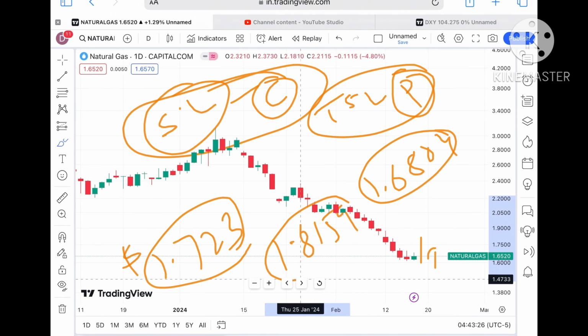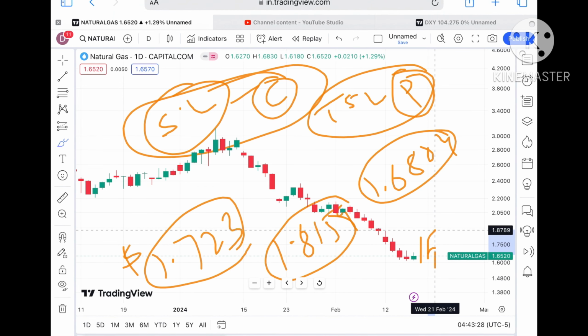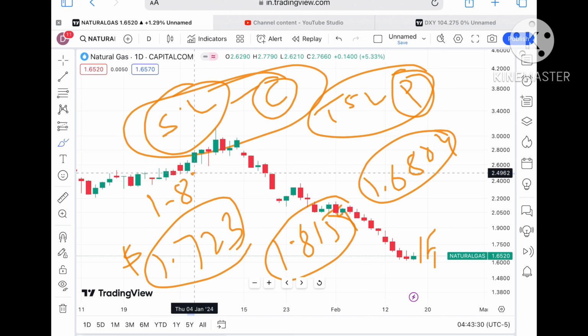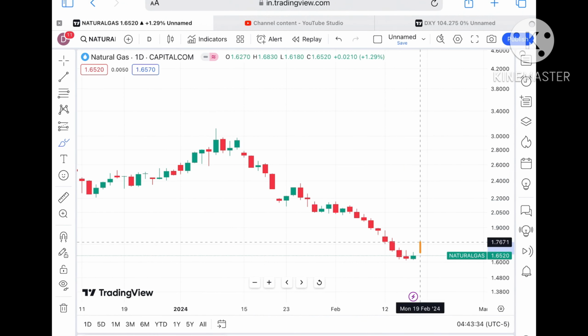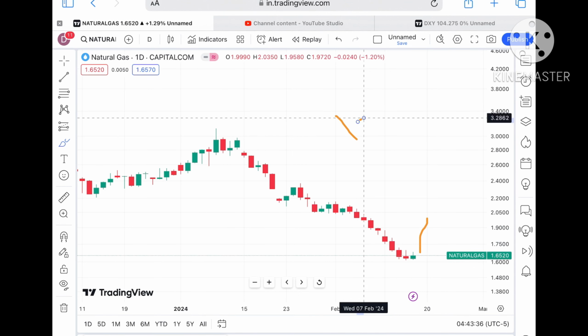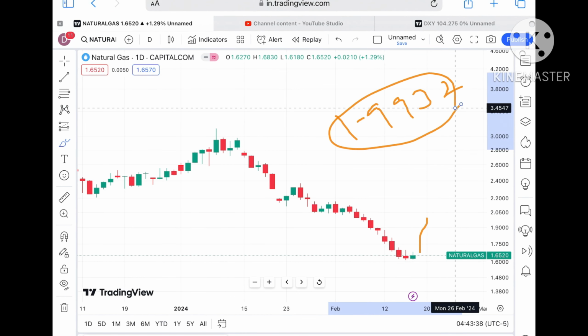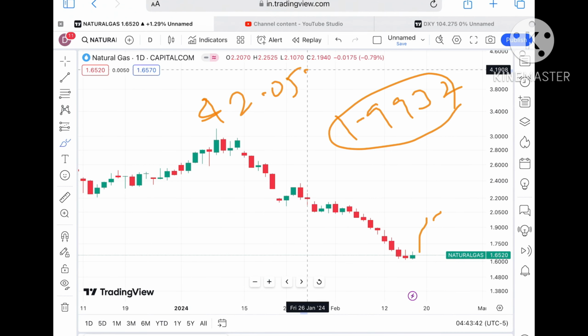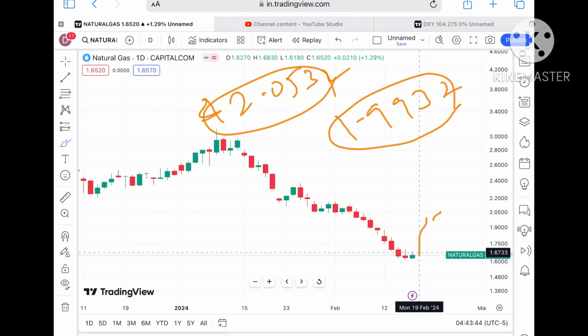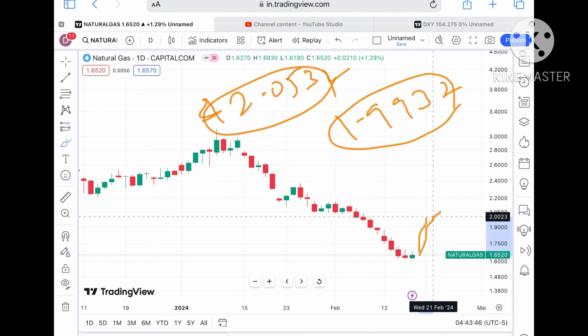Okay, now suppose if the price moves above that particular zone, we will see it will go towards 1.8159. Okay, and if the price keeps moving above that particular zone, a further upside towards 1.8739 we can see. Now if the price keeps moving above that particular zone, a further high we can see towards a level of $1.9932, and if that level sustains, a further high we can see towards a level of $2.053.